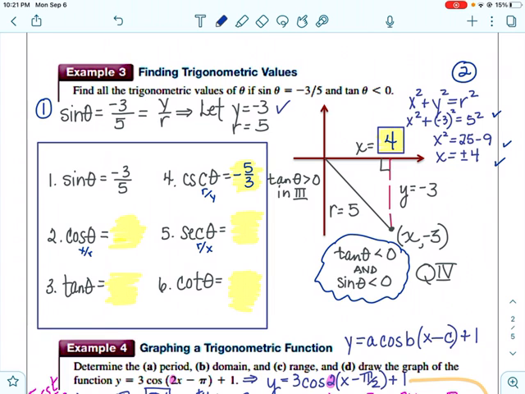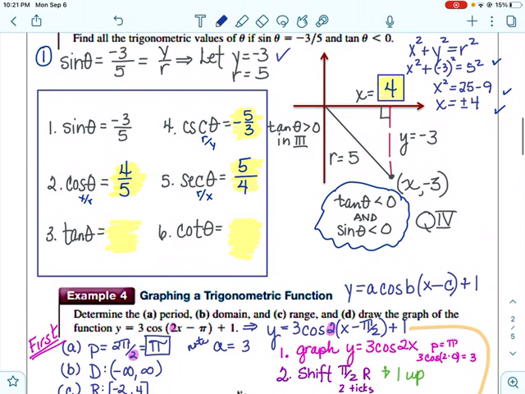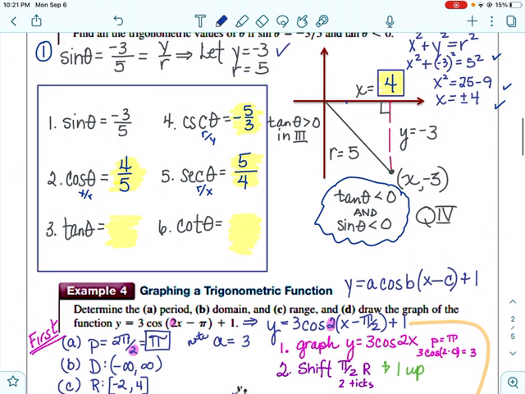So now I'm ready to plug that in for my ratios. So cosine is 4 over the r value, which is 5. Then for the secant, I'm going to do the reciprocal, 5 over 4. And that's done. Now that we have all three sides of the triangle, and here's my theta. I actually should put that in there here, theta.